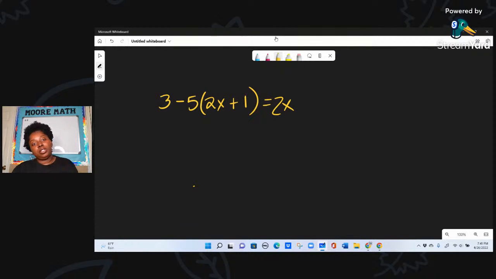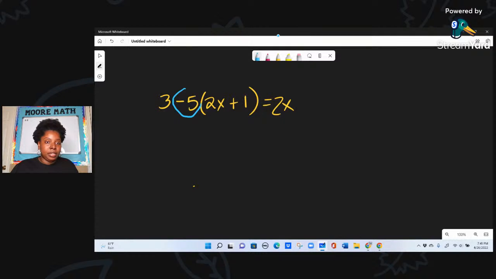So here's your example offline: 3 minus 5 times 2x plus 1 equals 2x. So this would be what we would call a multi-step equation. So the goal is to move all of your x's to one side and have all of your numbers on the other side. You can do this two ways.